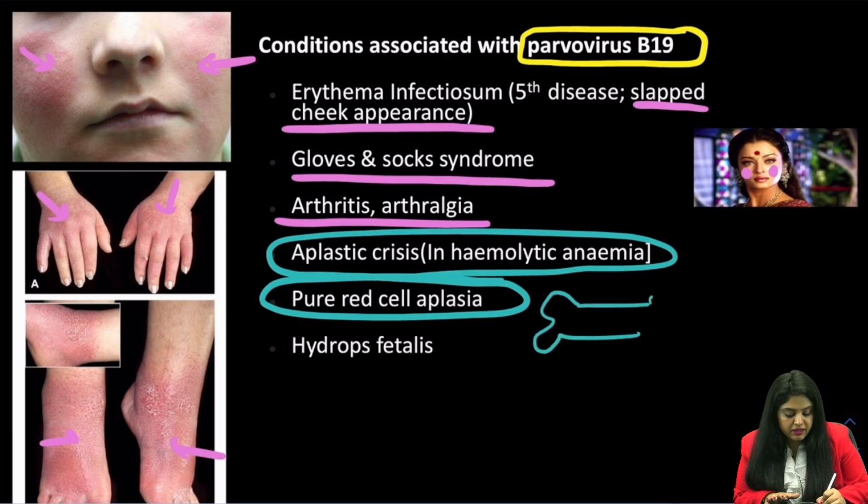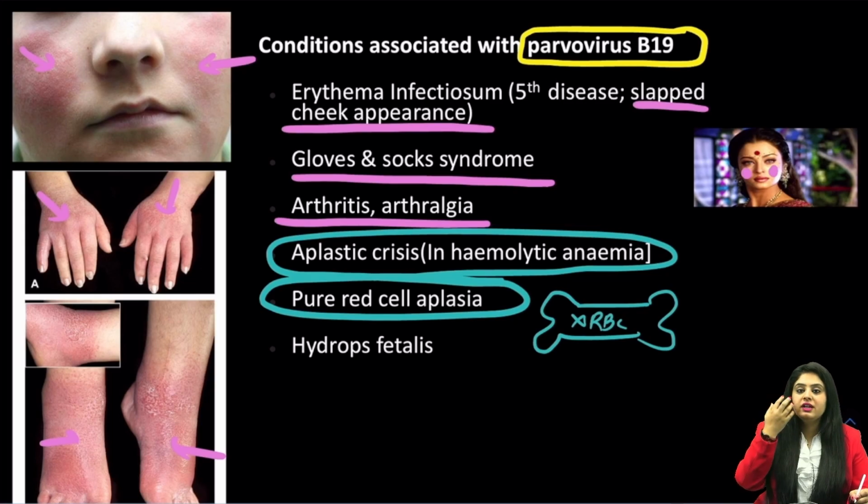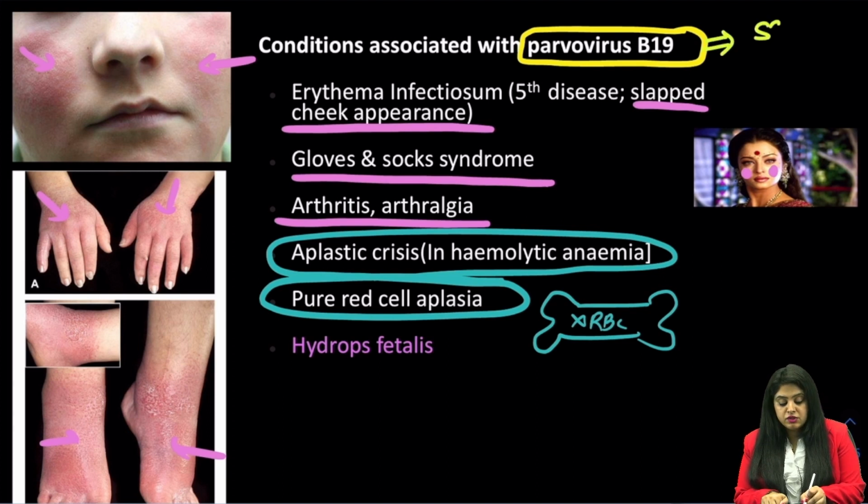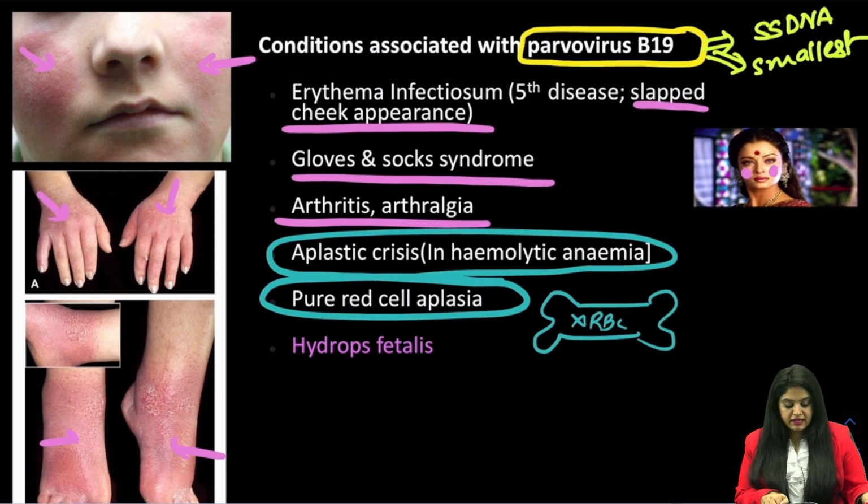Bone marrow mein red cell gayab. You will say, ma'am, where did the red cell go? Red cell to sab, just a way of learning, red to sab red ho gaya na, red face, red hand, red feet. So bone marrow ka red gone. There is pure red cell aplasia, and there is aplastic crisis. And if this happens in intrauterine condition, it results in hydrops fetalis. These are all the conditions associated with parvovirus B19. You know, this is the chota wala single stranded DNA virus. It's the smallest and it is single stranded. I hope everyone's okay with parvovirus. The next one that I'm going to show you is definitely the very famous Zank smear that we talk about.